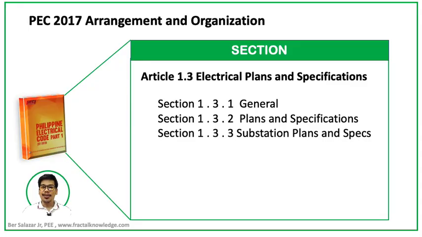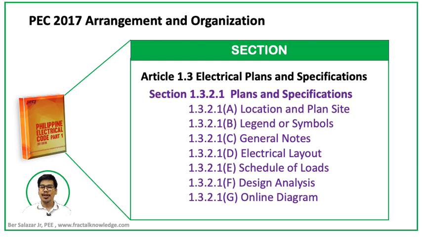To continue knowing the structure and organization, let's break down the detail of an article. Example: Article 1.3 Electrical Plans and Specification has 3 sections: General, Plans and Specifications, and Substation Plans and Specification. And each section also has a sub-level. Let us take for example Section 1.3.2.1, Plans and Specification. It has subsections A, B, C, D, E, F, G, as you can see on your screen.